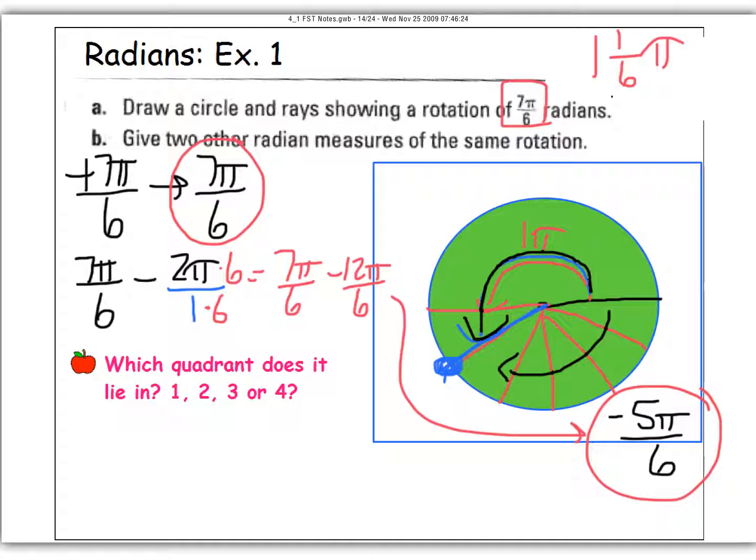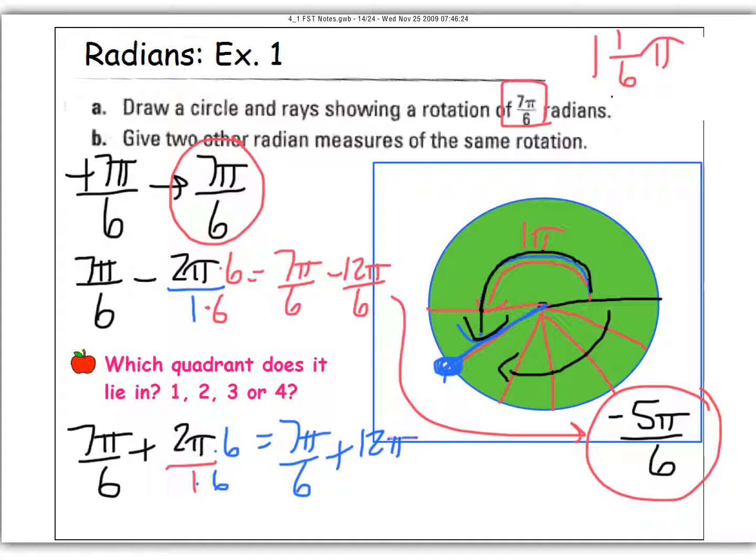Now they want a third rotation, so we have a couple options. One thing that we can do here is choose to go around the circle 1 complete rotation, which is 2 pieces of pi, and then go another 7 pi over 6. So for that, I would just take 7 pi over 6 and add to it 2 pieces of pi. Again, let's get a common denominator, which is going to be our 6. So now 7 pi over 6 plus 12 pi over 6 is going to land us at 19 pi over 6 as a third possible rotation.